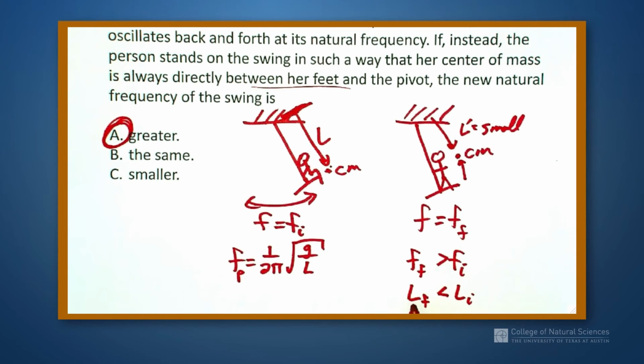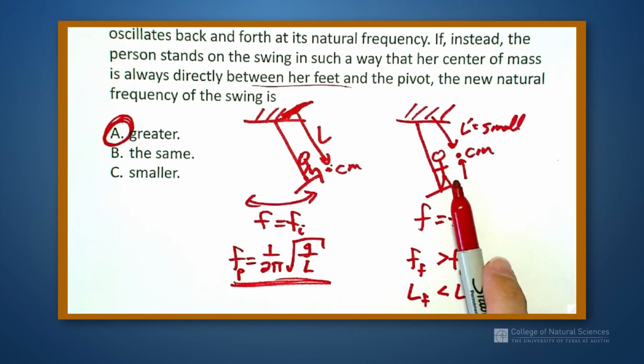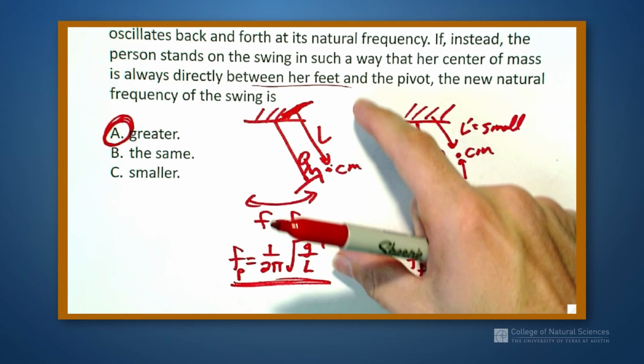So it says L final is less than L initial, which causes F final, our natural frequency at the end, to be greater, because we're using a pendulum equation. And this makes sense. If we actually think about this, I always like to go back to grandfather clocks and cuckoo clocks. Cuckoo clocks have small little pendulums on it.